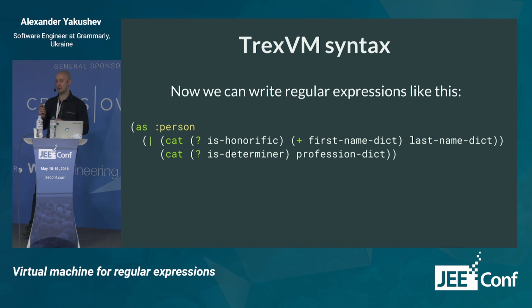And once all that is done, you can now write regular expressions in this way, if you're not afraid of Lisp and parentheses. So we say a person is either the concatenation of an optional honorific, then one or more first names, and then the last name, and these things are some predicates or some dictionaries where you can look up the words, or it's an optional determiner and the name of the profession.